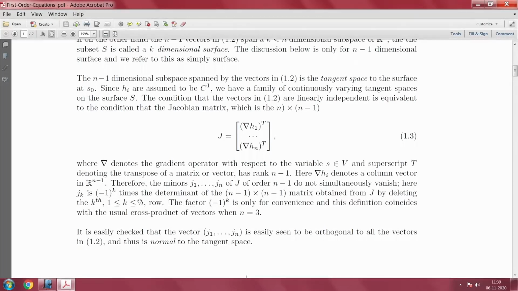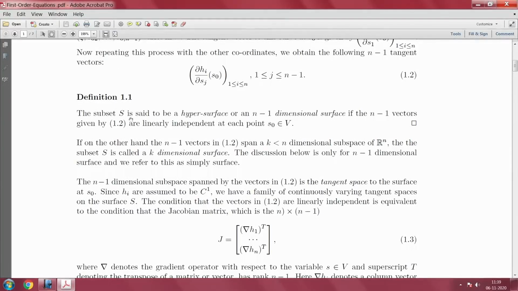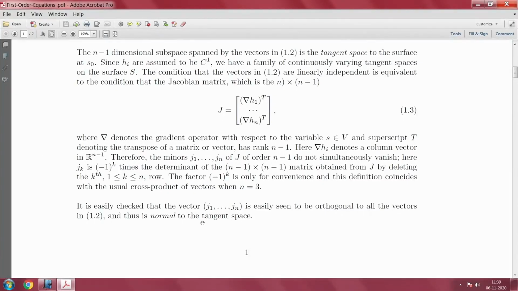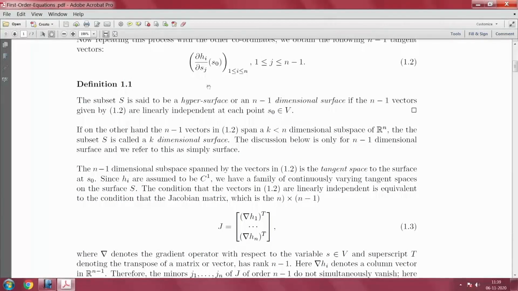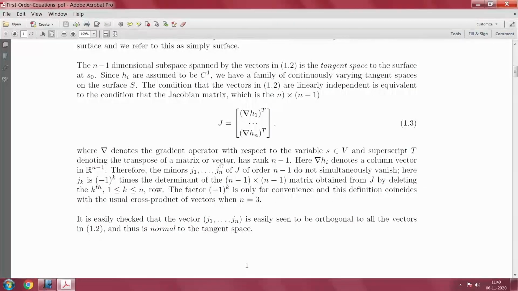So, that is the analytic statement of this object S being a surface. And you can also check, again this is linear algebra, that if you take this vector, it is in R n. All these gradient vectors are in R n, and this vector is orthogonal to all the vectors in 1.2. Since they span the tangent space, this vector j 1, j 2, j n is in the direction of the normal to that surface at that point.